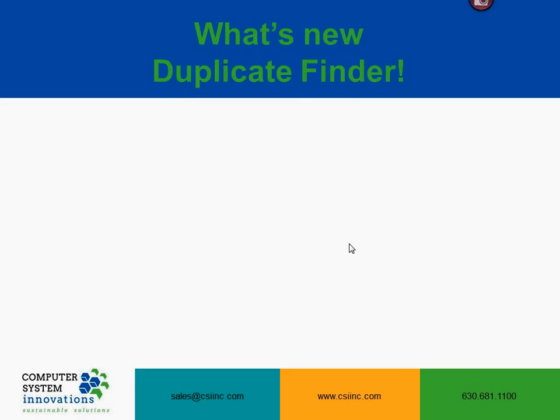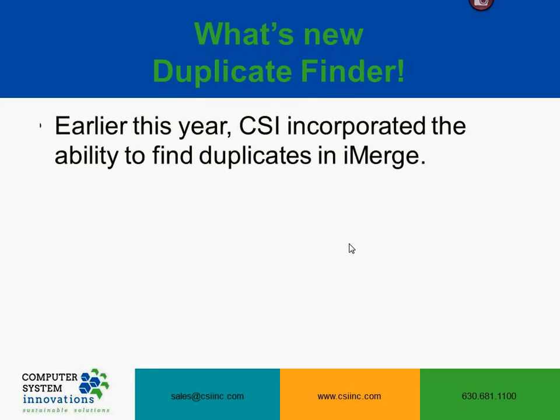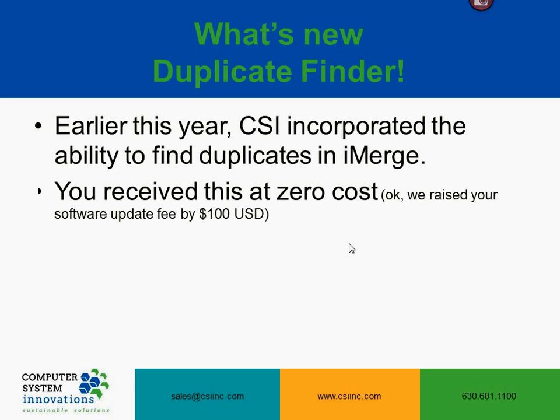But wait, there's more. The duplicate finder. This is something we've wanted to add to iMerge for a long time, and we did. We incorporated the ability to find duplicates into iMerge. It cost you $0. If you were current on your software update fee, you got it. We did raise your software update fee by a whopping $100 US. Hopefully that is fair to you. This is a very powerful thing.